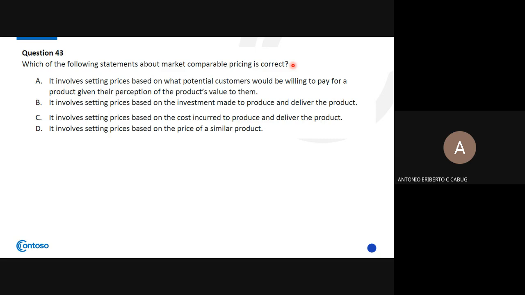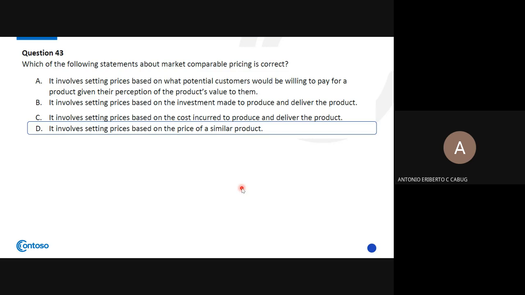Okay, enter now. Which of the following statements about market comparable pricing is correct? From the name itself, we set a price based on something similar in the market. The correct answer is letter D. It involves setting prices based on the price of a similar product.